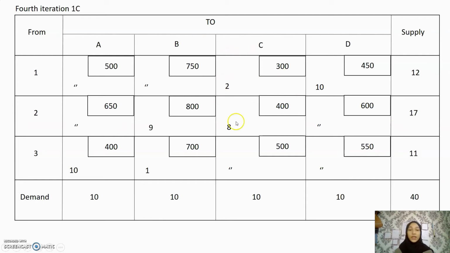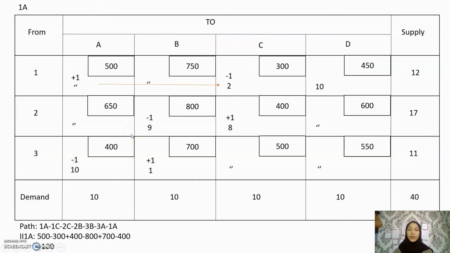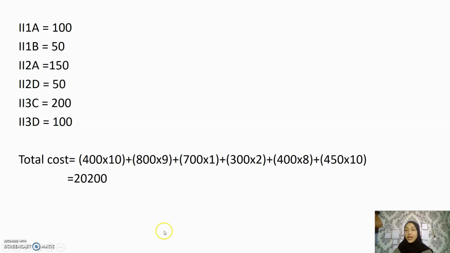At 1C, we replace the minimum number of the negative value. So at 1A, plus 1, minus 1, plus 1, minus 1, plus 1, minus 1, plus 1. This is the long path. Why I did not minus here, because there is no value, so I need to find another cell to minus. As long as your supply and demand are balanced, the improvement index is 100. We calculate all, and we got positive. Then we calculate the total cost. We got 20,200. Thank you.